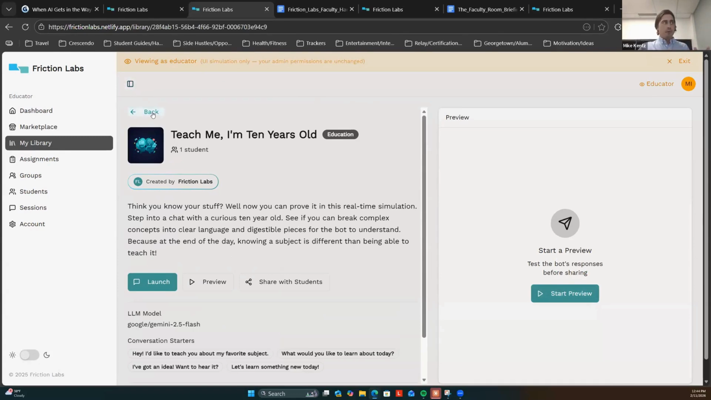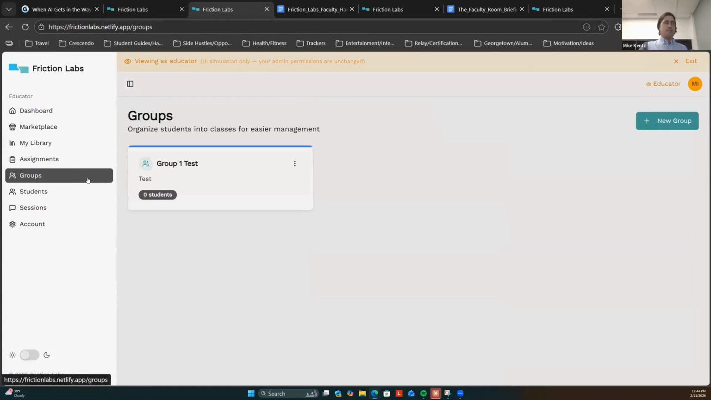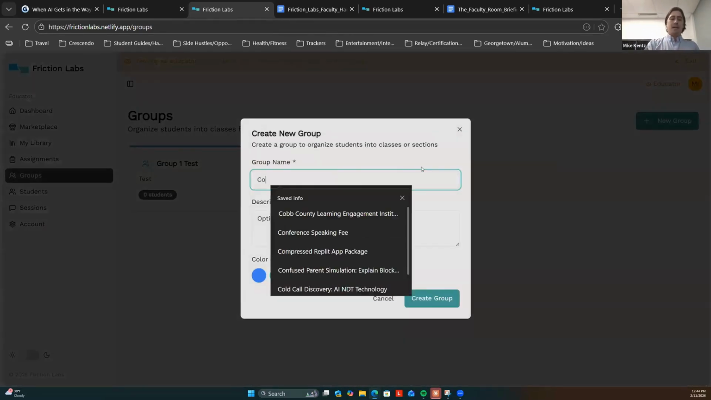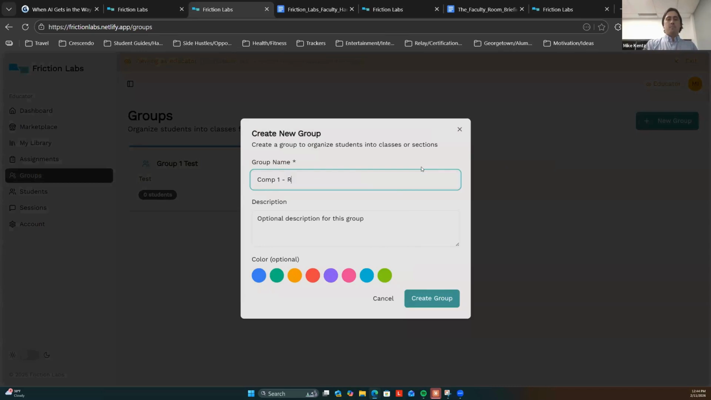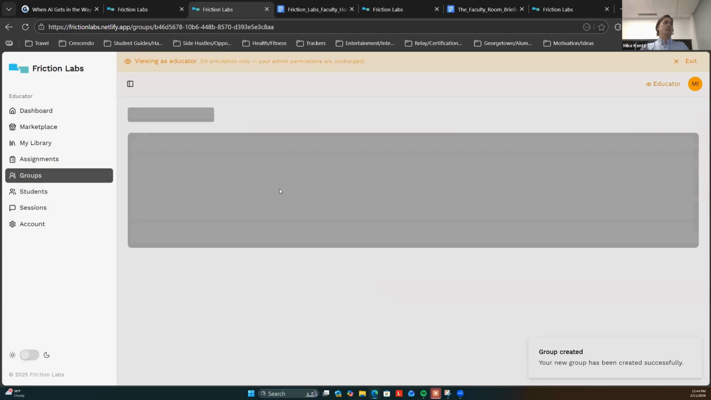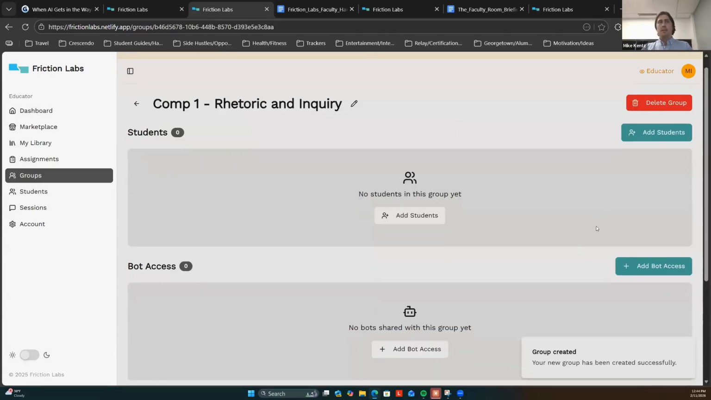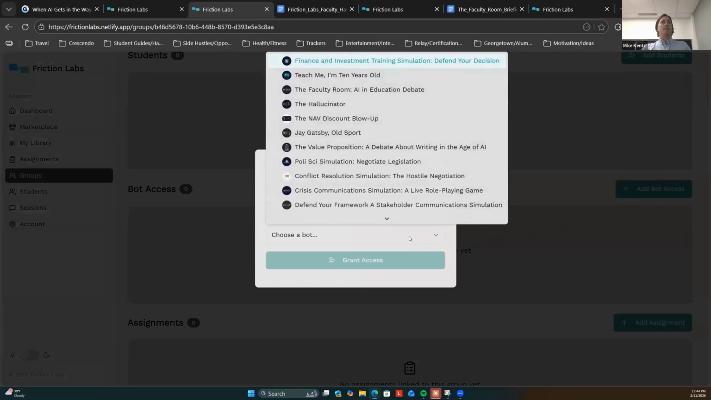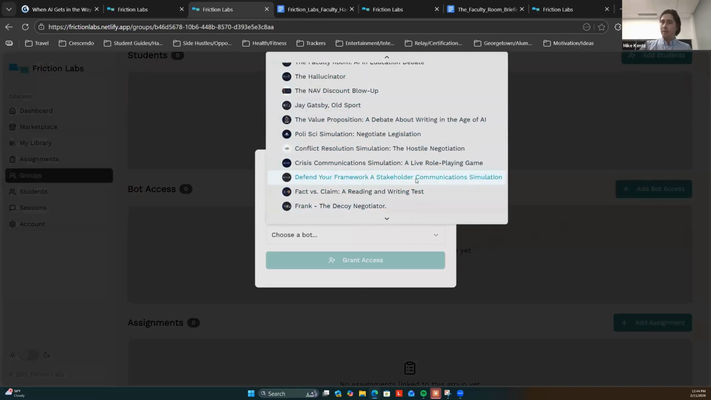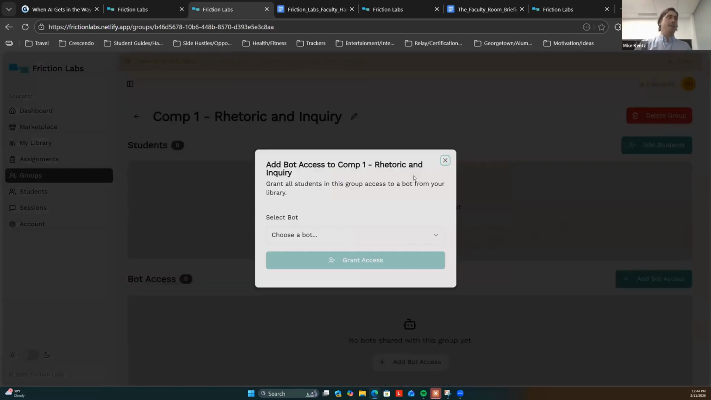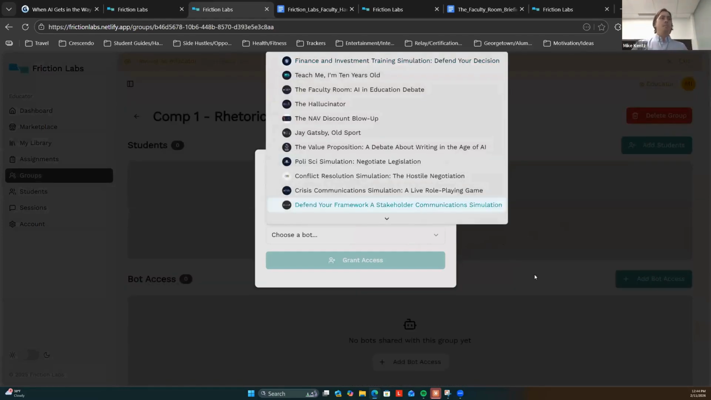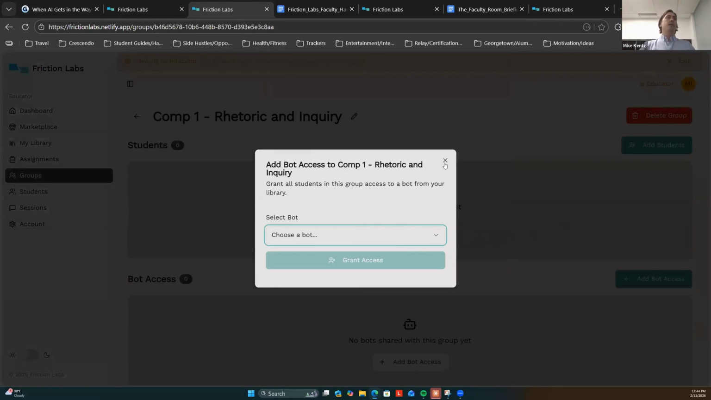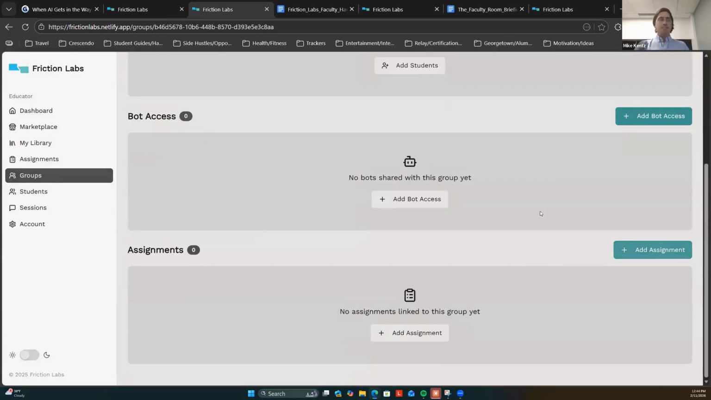Where it turns into a little bit more of an LMS is in the group section. We're in the early spot here, but what I can do here is I can say Comp 1, Rhetoric and Inquiry. I can describe it if I want, create the group. And when I come in here, I'm going to be able to add my students. I can add which bots I want them to have access to. You might have a lot in your library and you don't want them to necessarily have access to all of them. Pick the bots you want them to have access to. You can also add your assignments at the bottom.